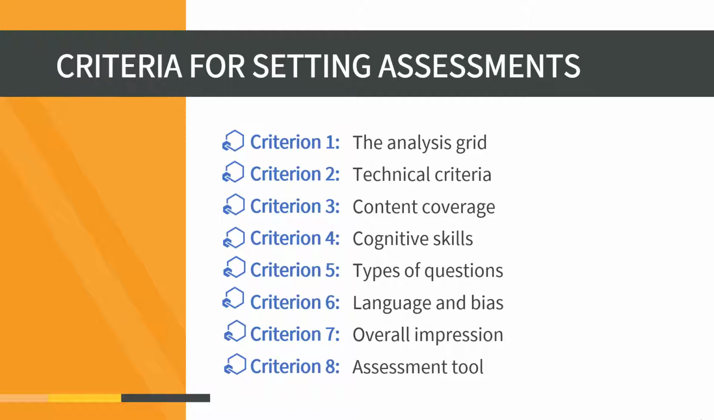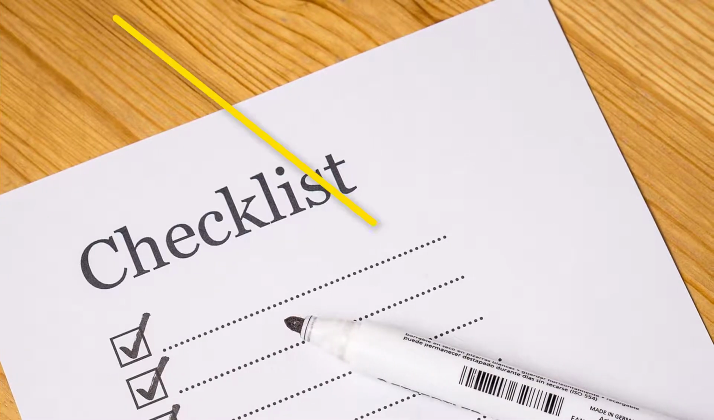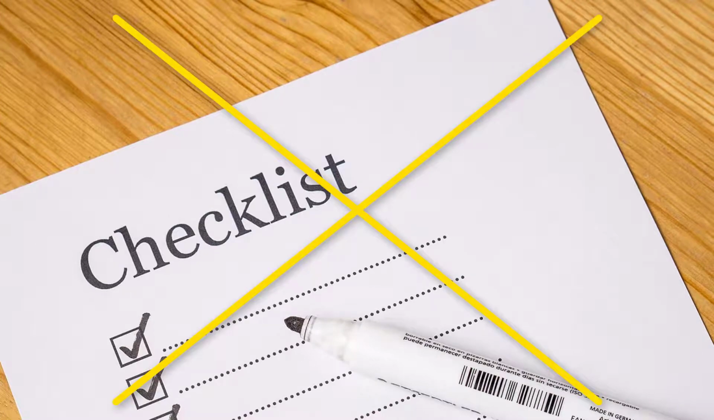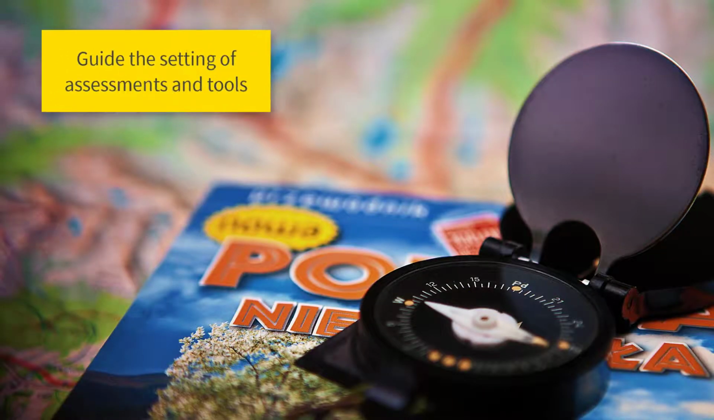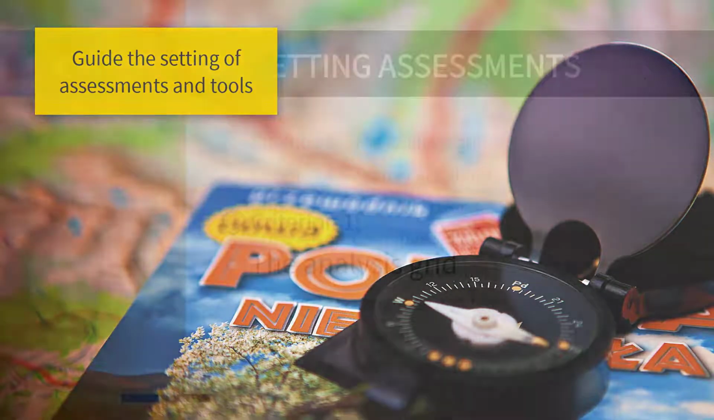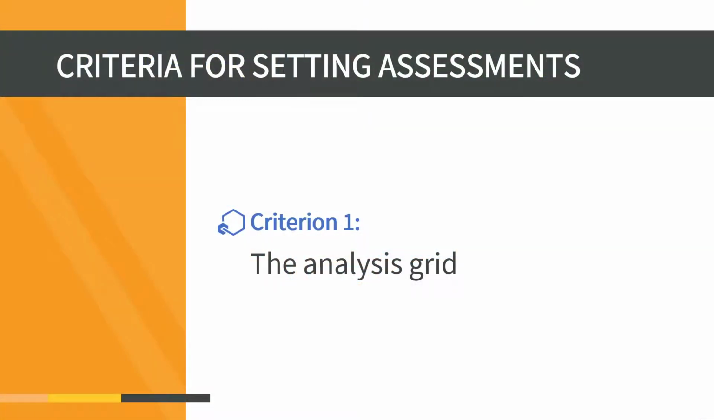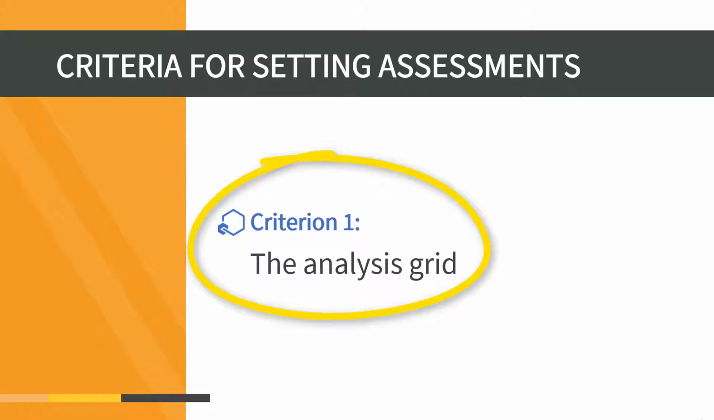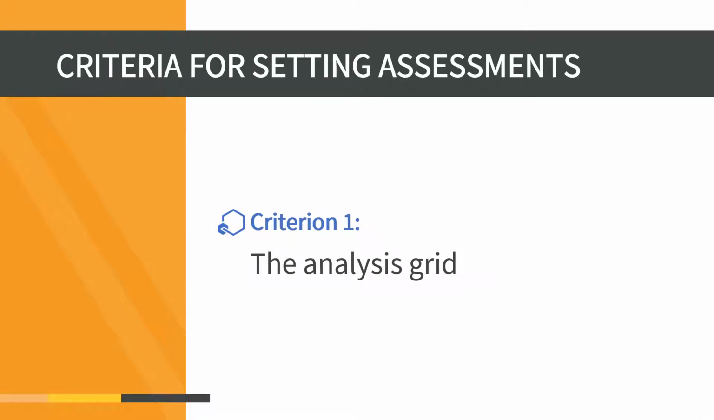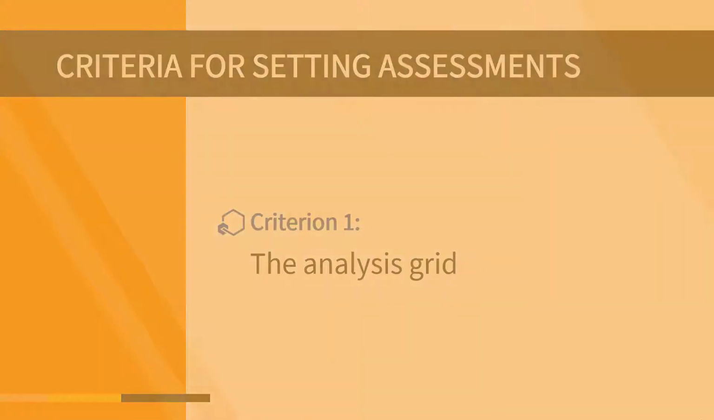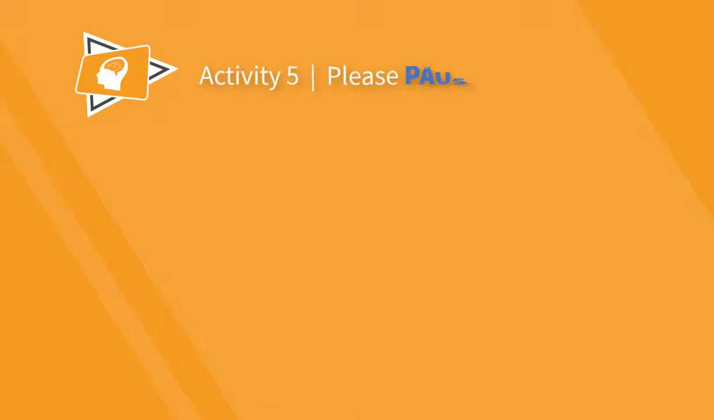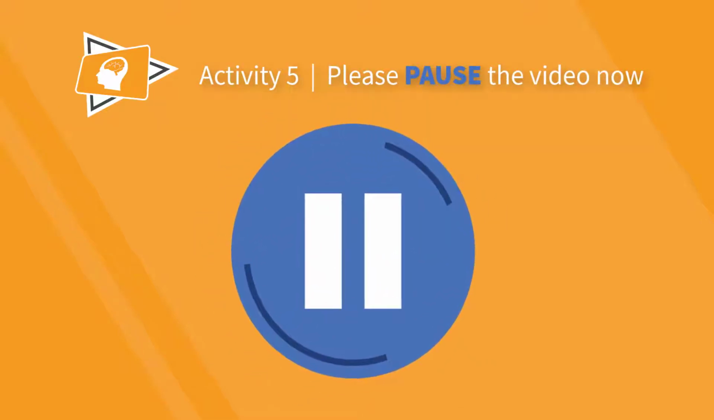Remember, this must not be just a checklist, but must guide the setting of assessments and tools. We will now examine the 8 criteria to be used when setting assessments. Let's start with Criterion 1, the Analysis Grid. I think this is the most hated section, and yet it is so extremely important. Go to your workbook and tackle Activity 5. Please pause the video now.